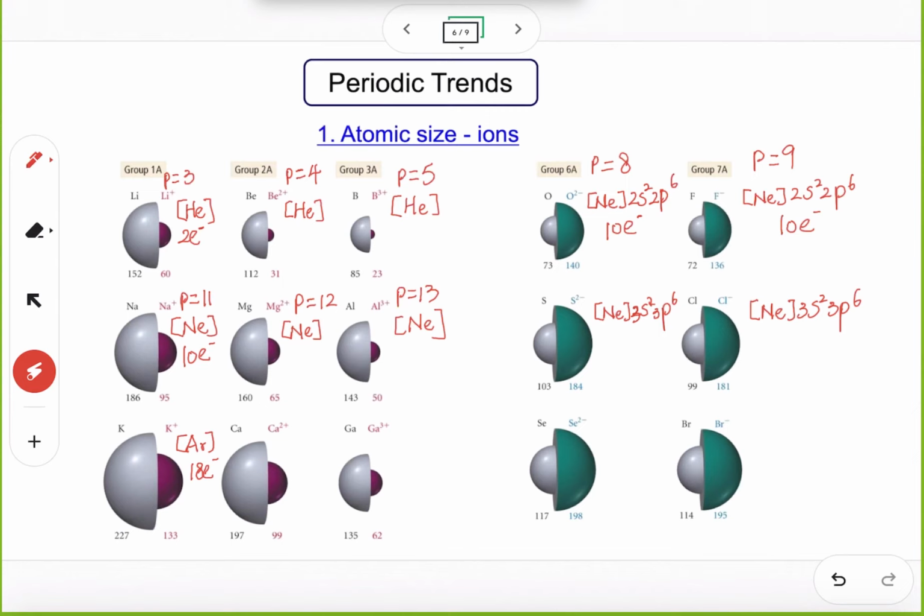All right, now let's work on S2- and Cl-. From the electronic configuration of those two ions, both of them will have 18 electrons.